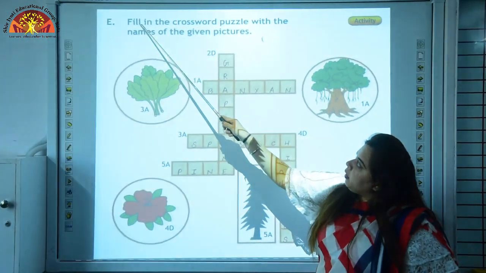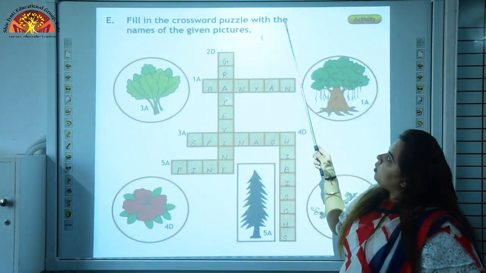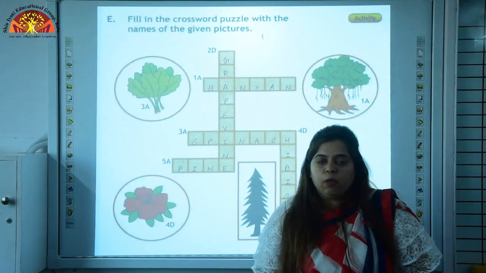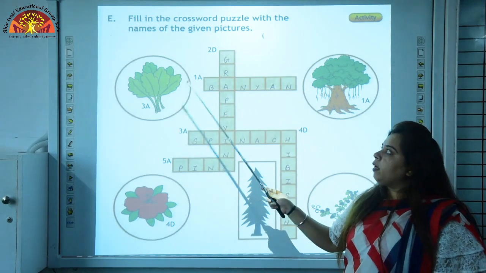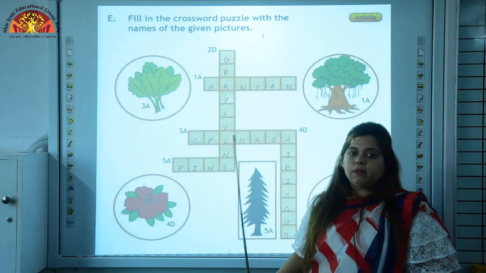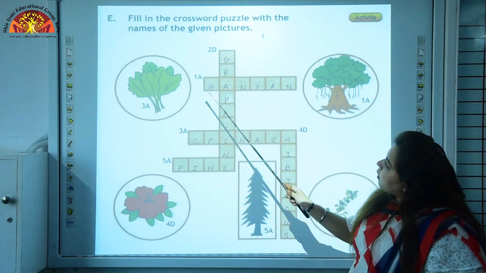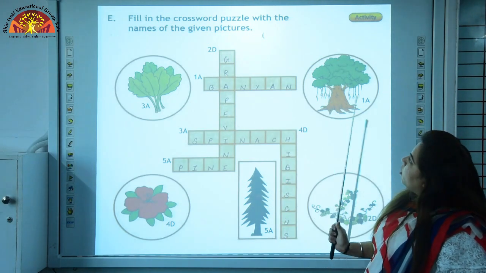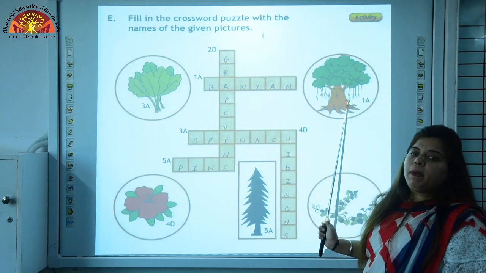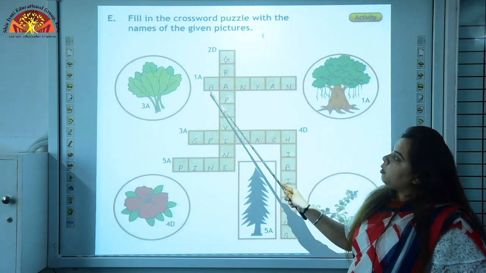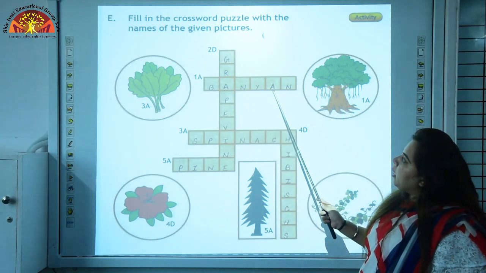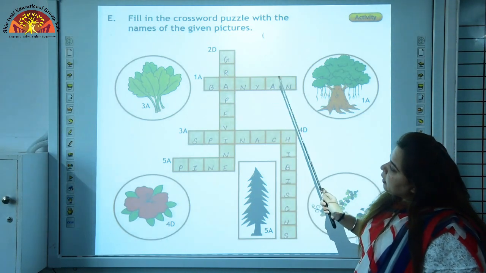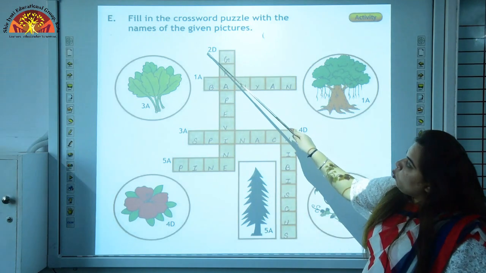Okay. Fill in the crossword puzzle with the names of the given pictures. Now children, pictures are given over here and we have to identify them and write their names in the blocks. Like number 1A, where is the picture of number 1A? This. And which tree is this? It's a banyan tree. So we will write BANYAN in block 1A. Next is 2D.